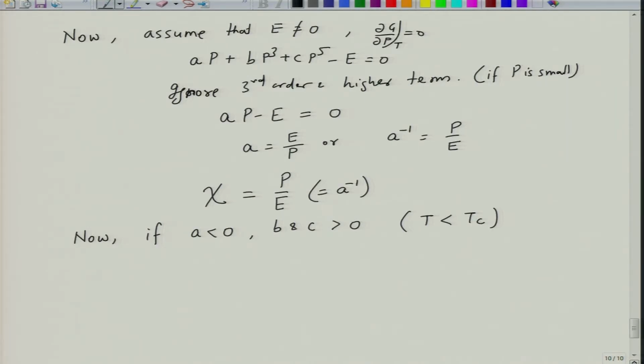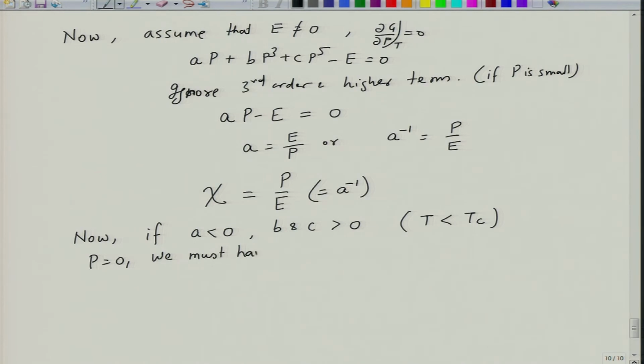So, in this case, if A is less than 0 and B and C are greater than 0, then not only is P equal to 0 a root, there should also be a root at P that is non-zero. So, we must have a root at P not equal to 0, right. There should be some finite value. So, this is expressed in this form schematically.